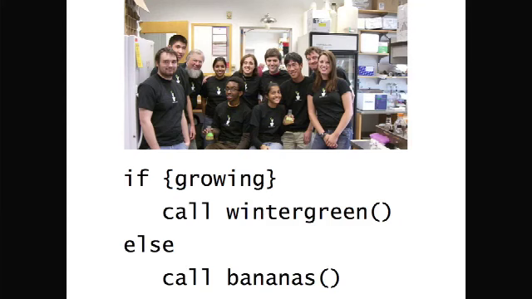And their project was somewhat sophisticated. They didn't just want the E. coli to smell like one thing or something else. If the cells were growing, this was the genetic program they wanted to write. And you'll notice there's no DNA sequence on here. It's a very high-level language. If the cells are growing, call wintergreen, which is methyl salicylate. Otherwise, if the cells are resting, call bananas, which is isoamyl acetate.